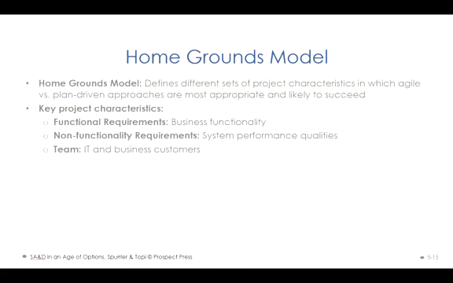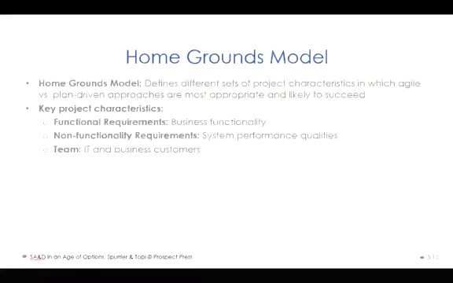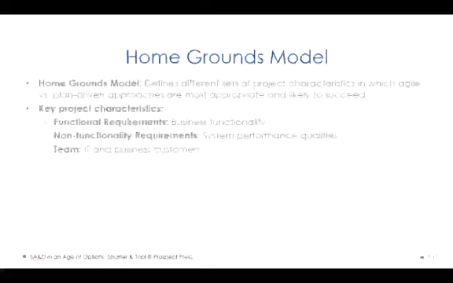And your author proposed a model for how you evaluate and make decisions on what kind of approach you're going to be using in your project. It's called the home ground model. It uses a profile method based on 3 dimensions. One dimension is the functional requirements. The second dimension is the non-functional requirements. The third dimension is the team, the people you have in your project team.